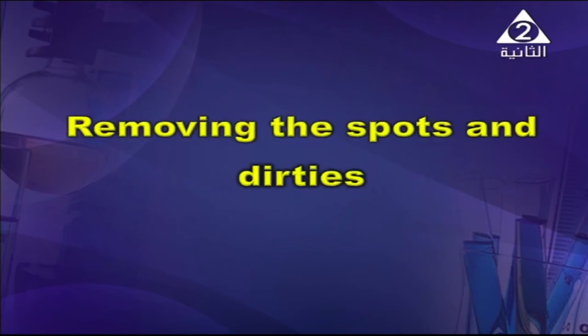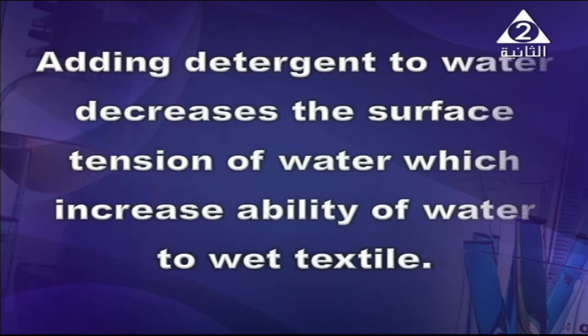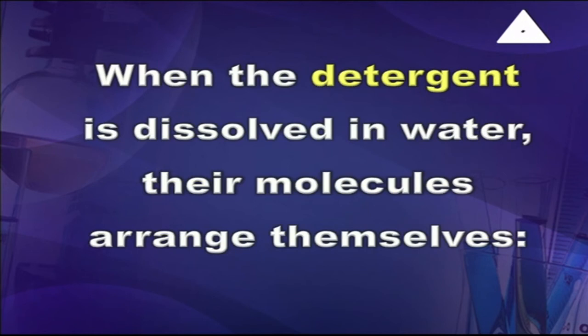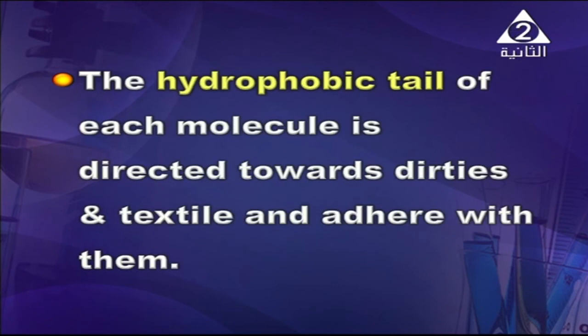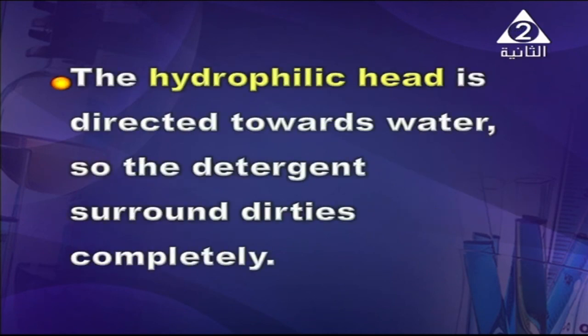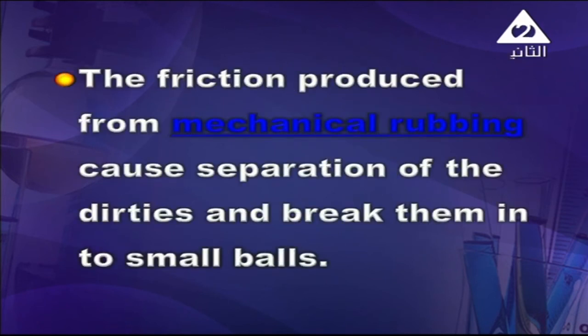How can we remove spots and dirt? Adding detergent to water decreases the surface tension of water, which increases the ability of water to wet textile. When the detergent is dissolved in water, its molecules arrange themselves so the hydrophobic tail of each molecule is directed toward the dirt and textile and adheres to them, while the hydrophilic head is directed towards the water, so the detergent surrounds the dirt completely. And the friction produced from mechanical rubbing causes separation of the dirt and breaks it into small balls, as the following animation shows.